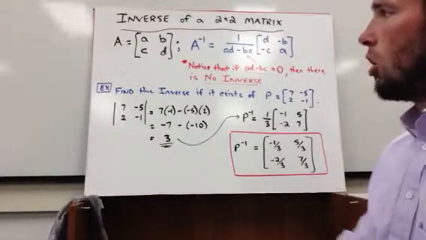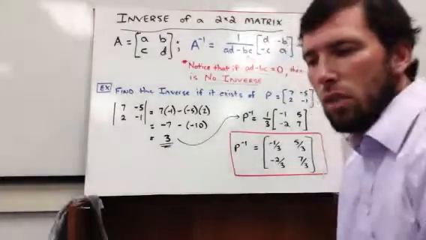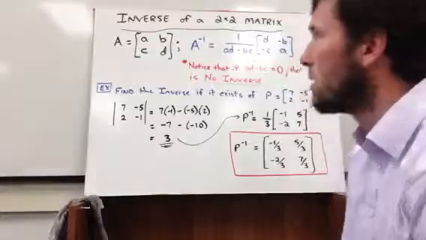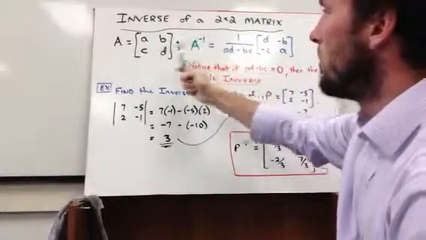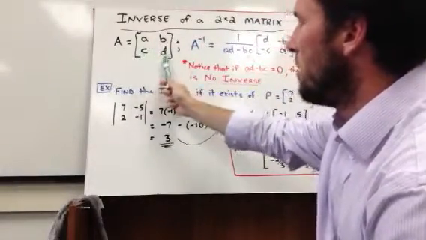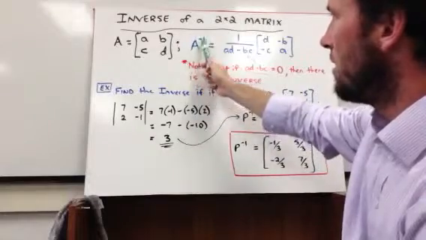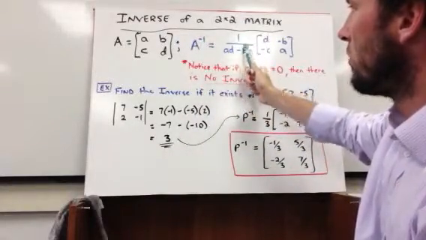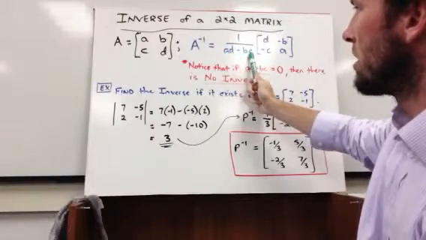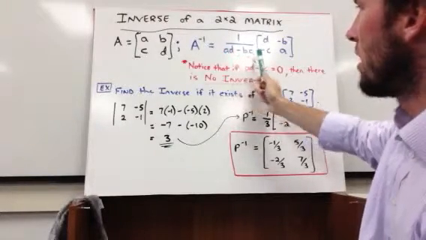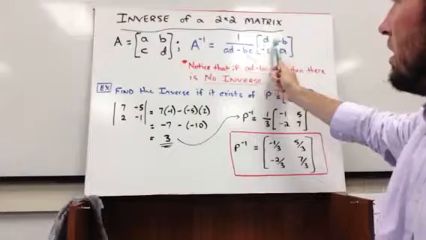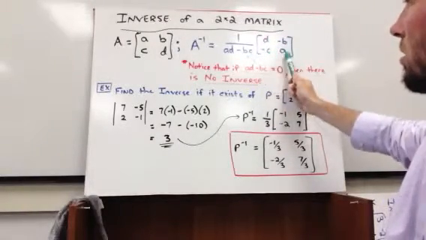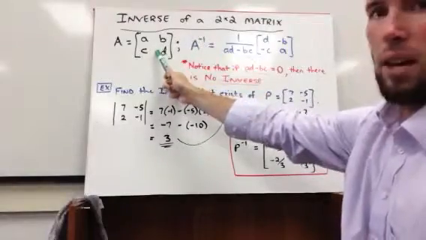Thirdly, let's figure out, if we have a matrix, what is the inverse of that matrix? The inverse of a 2 by 2, if you have A, B, C, D, here's the formula. A to the negative 1, that's the A inverse, equals 1 divided by AD minus BC times the matrix D, negative B, negative C, A. And these letters come from that up there.